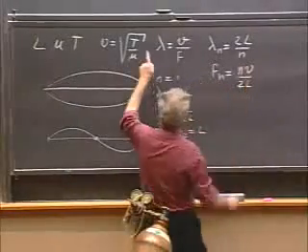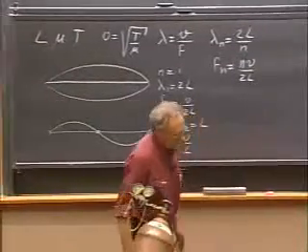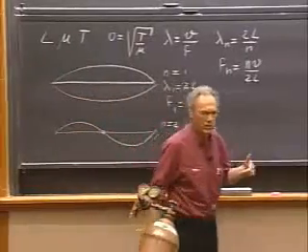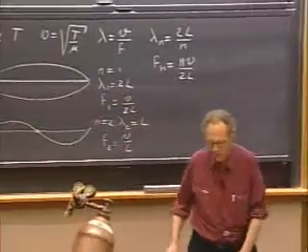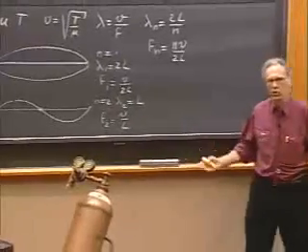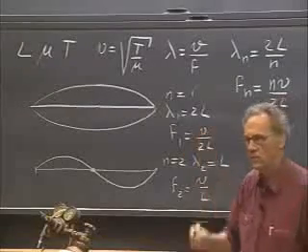And this V is given there. So what you see here, that if the fundamental were, for instance, 100 Hertz, then the second harmonic would be 200 Hertz, the third harmonic 300 Hertz. They come in series 1, 2, 3, 4, 5, and so on.